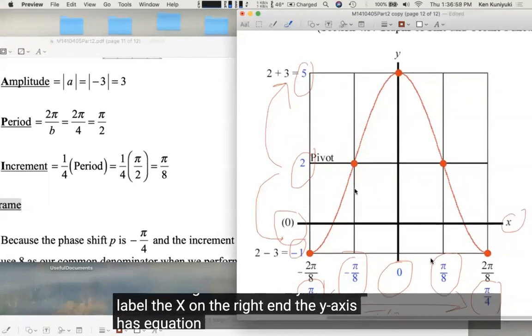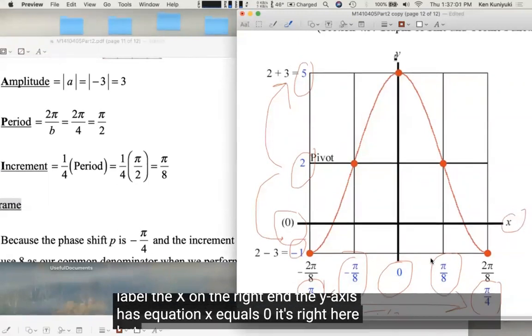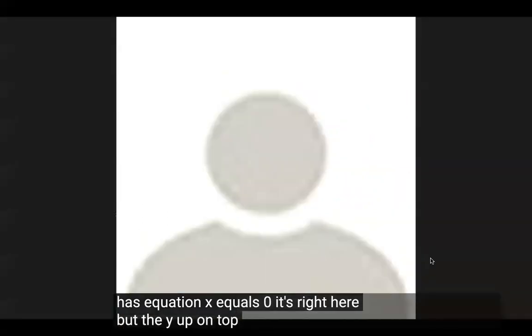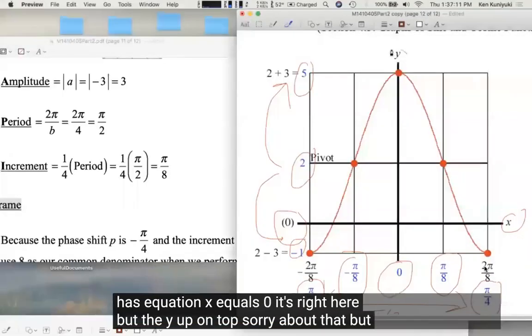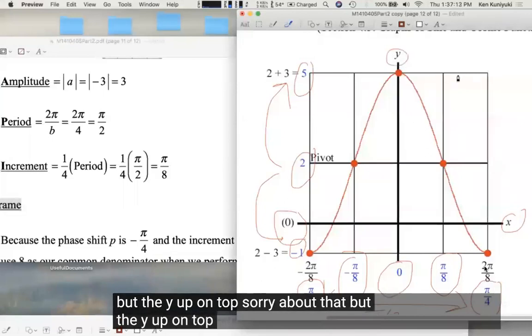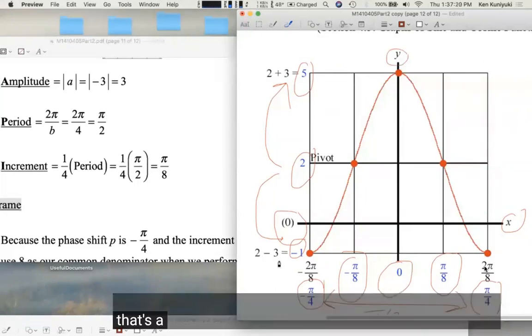The y-axis has equation x equals 0. It's right here. Put the y up on top. So I don't know what happened here. Is this it? Oh, no. Sorry about that. Put the y up on top. Blooper. All right, sorry. That's a cycle for a transformed trig function.